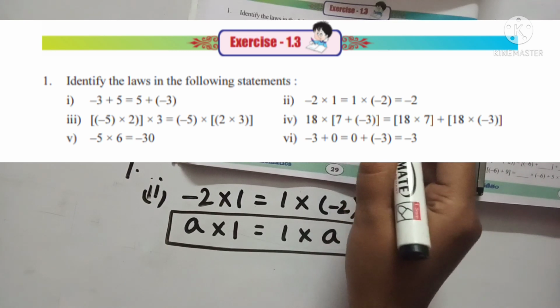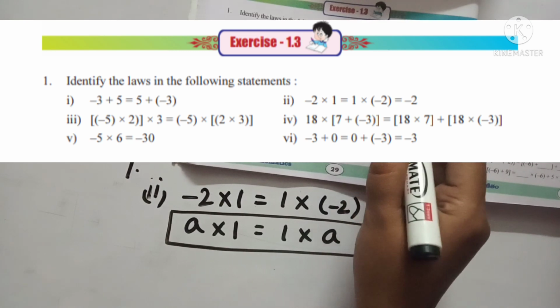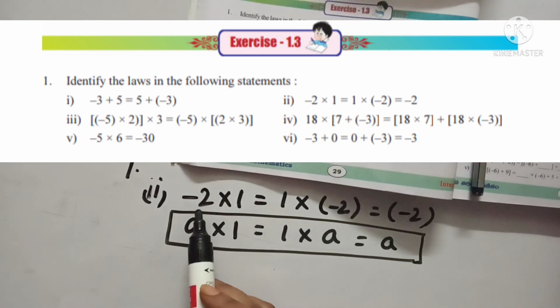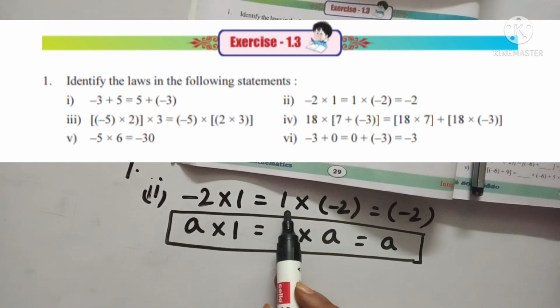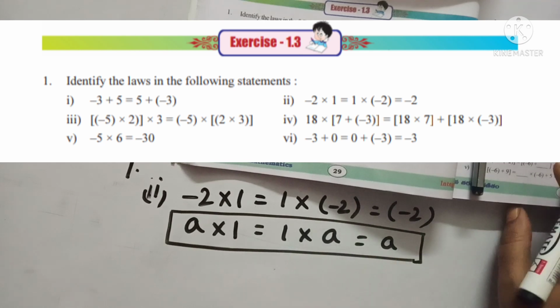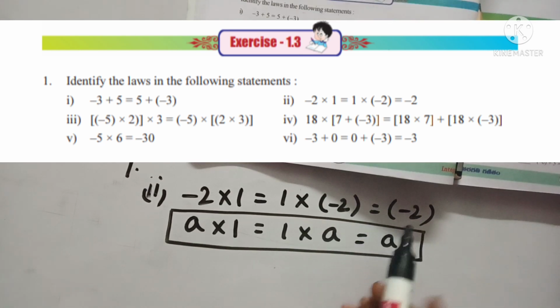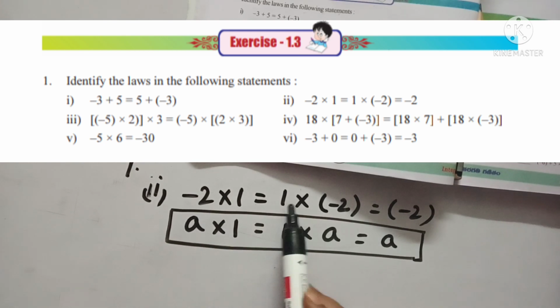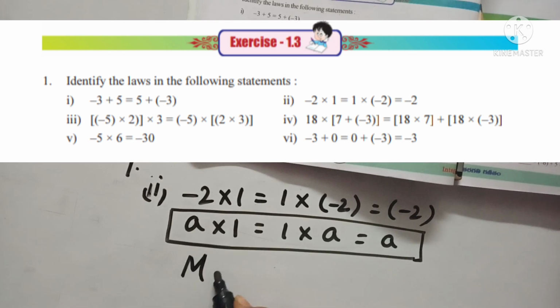Minus 2 into 1 is equal to 1 into minus 2, that is equal to minus 2. So here minus 2 is A. A into 1 is equal to 1 into A, that is equal to A. So which law it is? Yes, it is multiplicative identity.